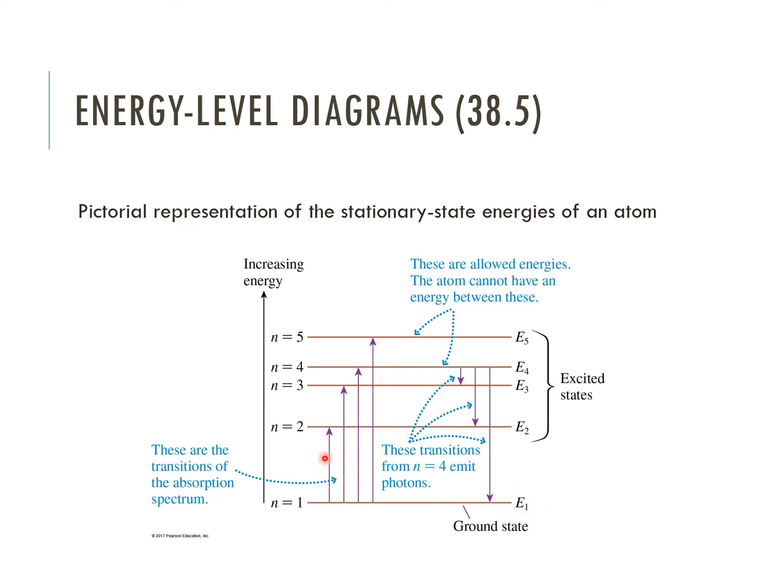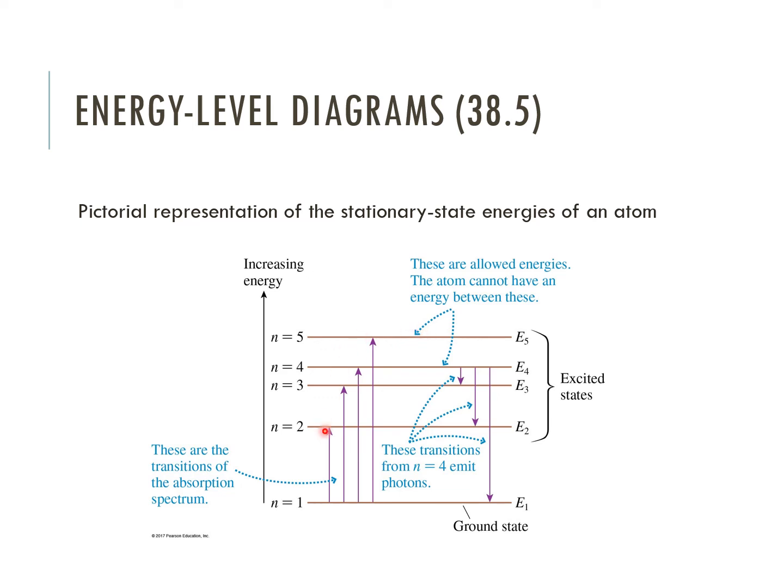The electron can then go up to N2 through 5 here by absorbing some type of photon, so absorbing some light. And so by absorbing light, it can go to energy 2, 3, 4, or 5. It can't go anywhere in between.